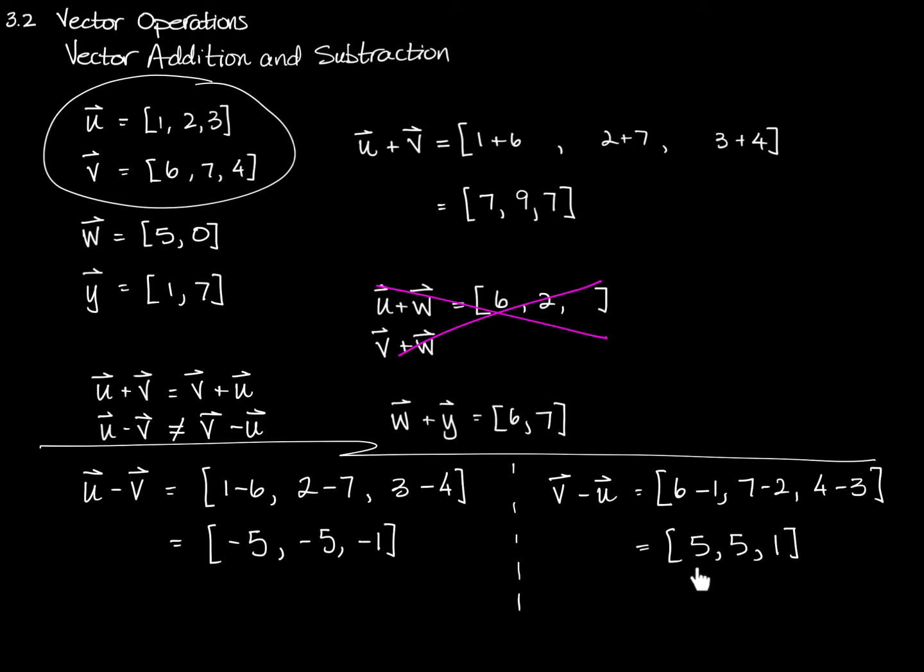Yes, they're only different by a sign, but these are away from each other on the real number line by 10, right? So they're very different values. These are away from each other on the number line by 2. So be careful when you're subtracting two vectors to make sure that you're subtracting them in the right order.